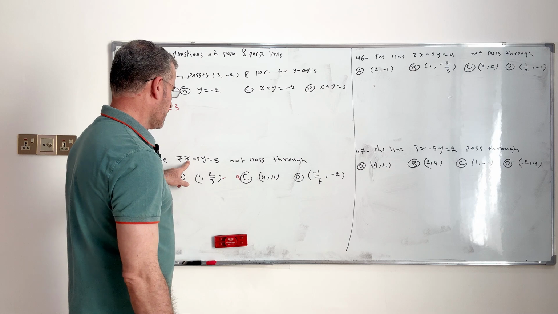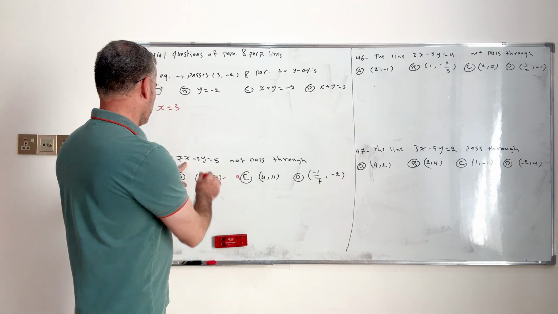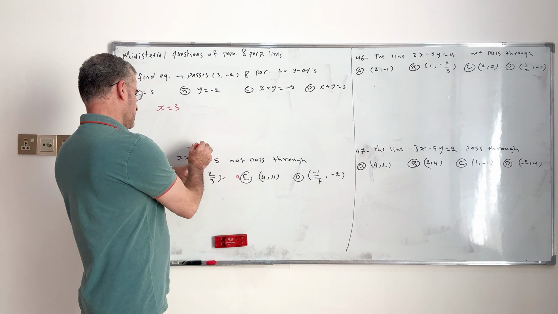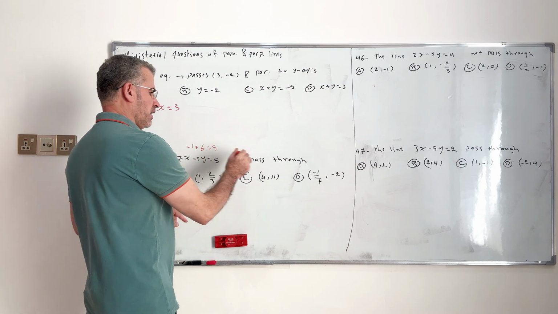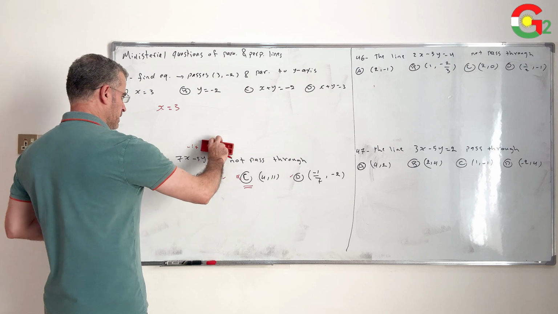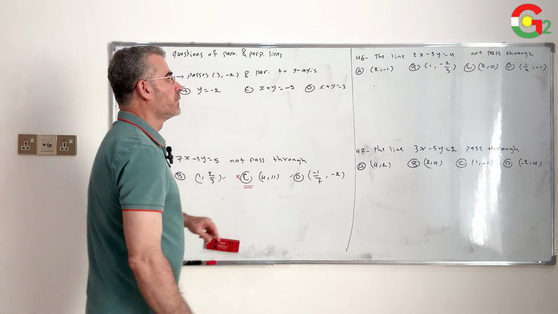7 times -1 over 7, it is -1. -1 plus 6, it is 5. This point also passes. Then the right choice is C.